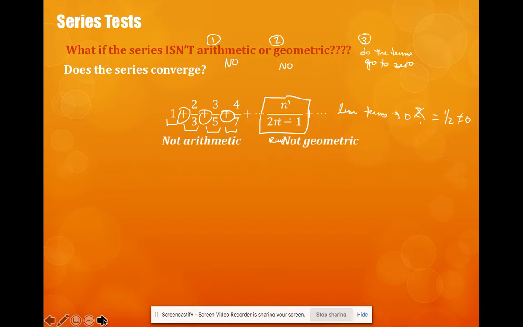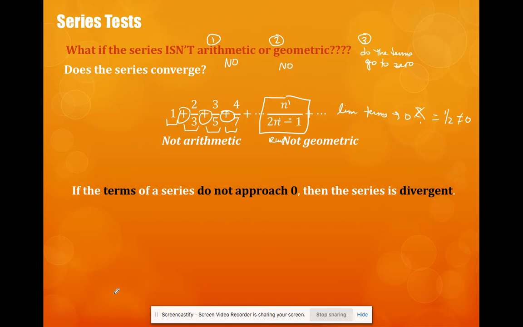Again, you look at if your series is not arithmetic and it is not geometric, you ask yourself, if the terms of the series do not approach 0, then the series is divergent. That is called the nth term test for divergence.